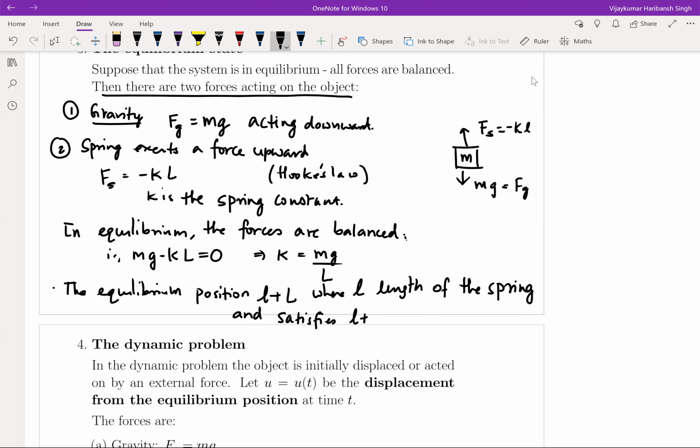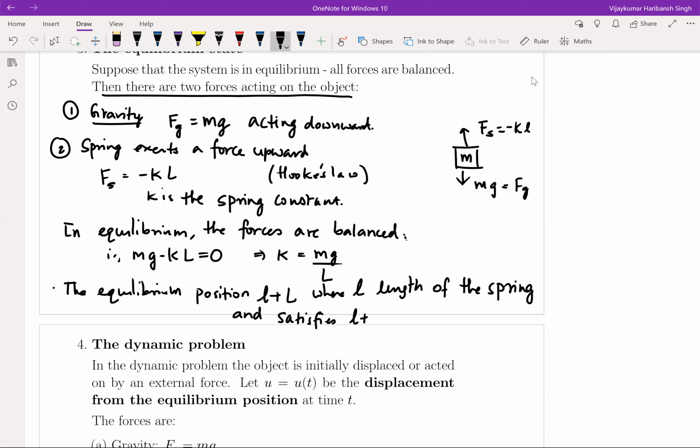L plus, it satisfies this part here, that is mg minus kL equals 0. So this is the equilibrium state, no motion happening here.